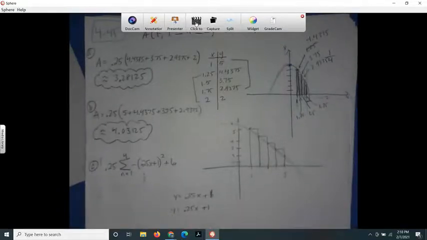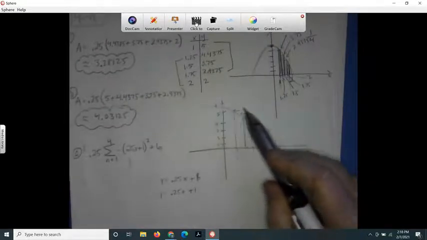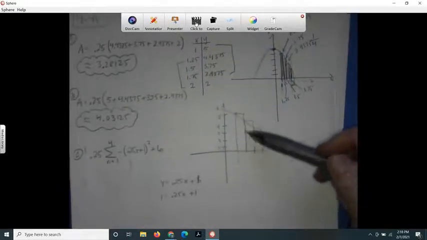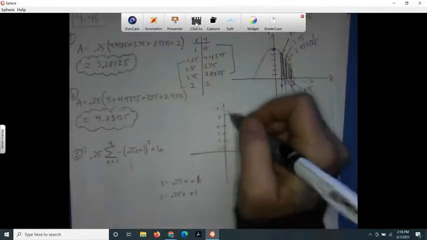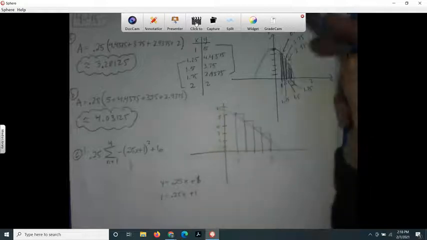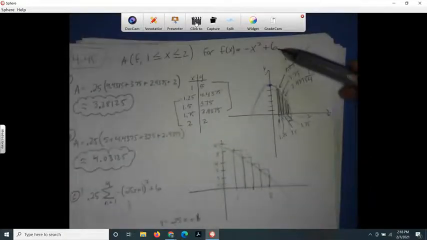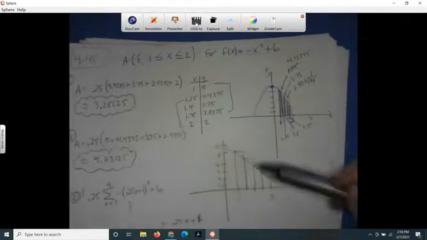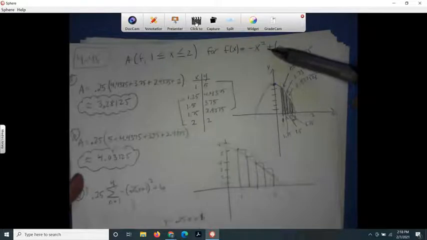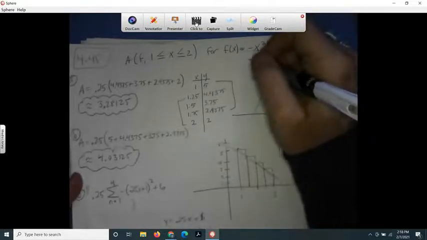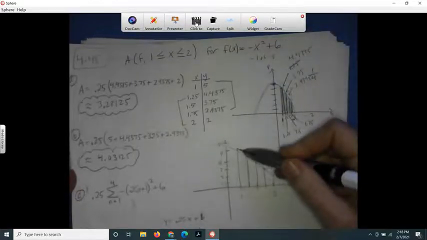Okay, so hopefully that makes sense. This thing is a curve. How did I know that it had a 5 here? Well, I know that the curve goes up to 6 because it's negative x squared plus 6. When I plug 1 into negative x squared plus 6, I get negative 1 plus 6. That's where I'm getting my 5 from.